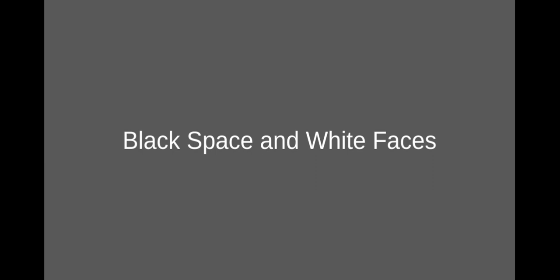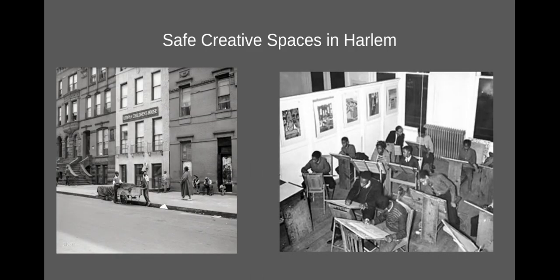Whew. Lots of artists, and I still didn't cover all of them. So let's look at Black space and white faces. So these were the safe creative spaces in Harlem. On your left, we have a photograph of the Utopia Children's Center. This was a community space for parents to drop Black children off to learn arts and crafts for free. This is the impact of why spaces like this are still needed today.